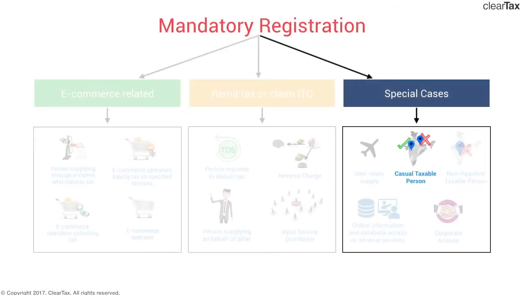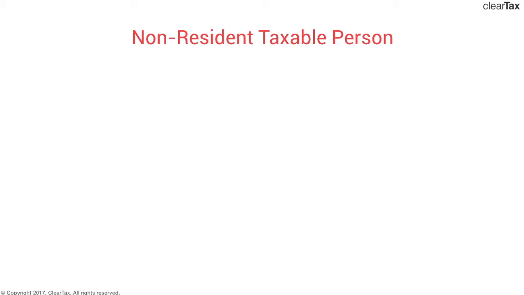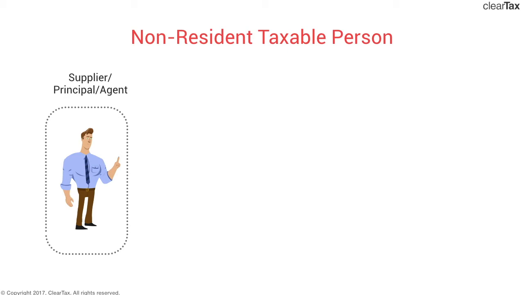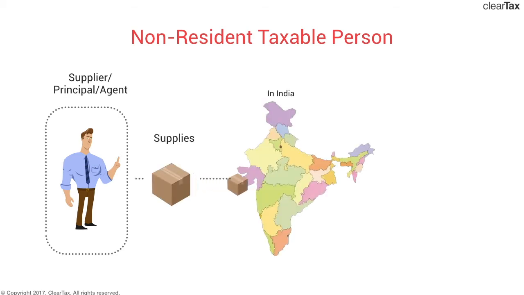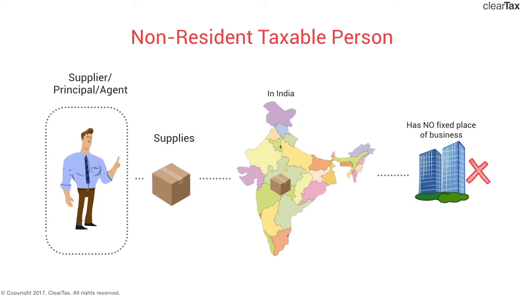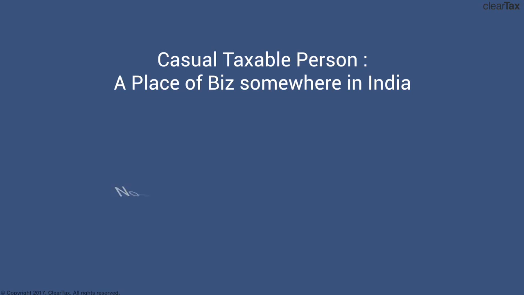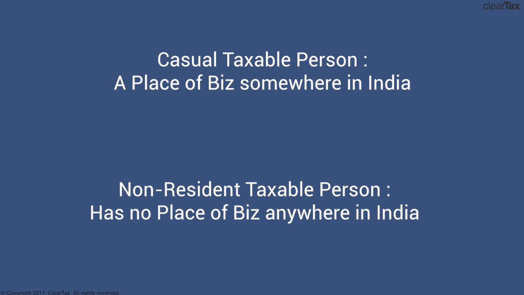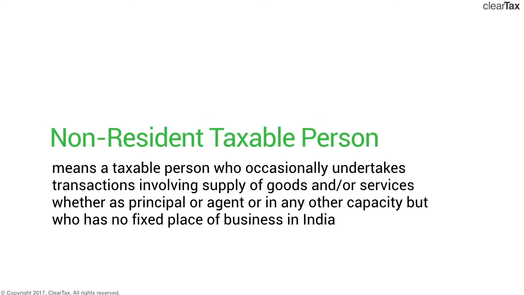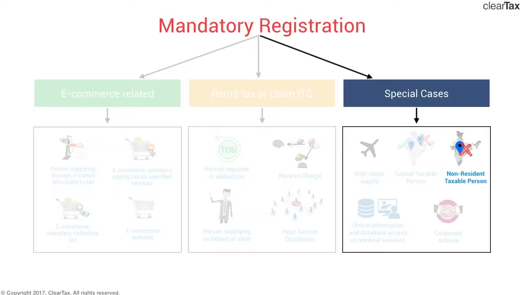The third subcategory under special cases is that of a non-resident taxable person. So here, our concept of a casual taxable person comes in handy. A businessman is either a supplier, a principal, an agent, or any other person, and he supplies goods in India, say anywhere in India, and he has no fixed place of business in any state or city in the country. So it's just very simple. A casual taxable person has a place of business somewhere in India, but a non-resident taxable person does not have any place in India. And that's the definition. He's a person who occasionally undertakes some transaction, whether as a principal, agent, or in any other capacity, but has no fixed place of business in India. So those were 2 main concepts that are new under mandatory registration, 2 new definitions.